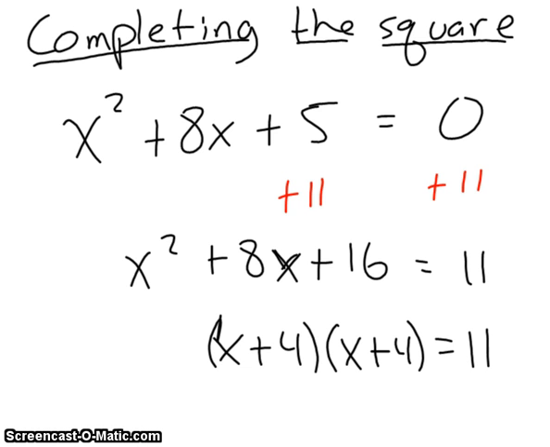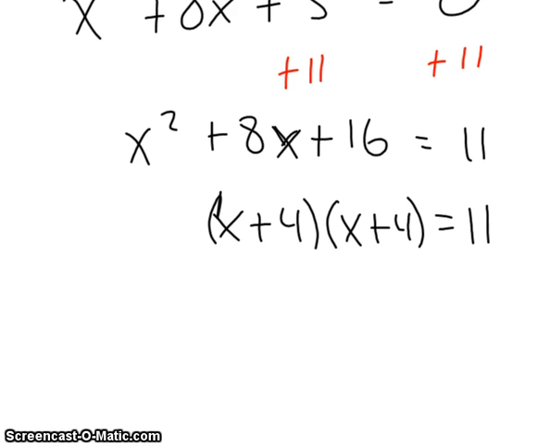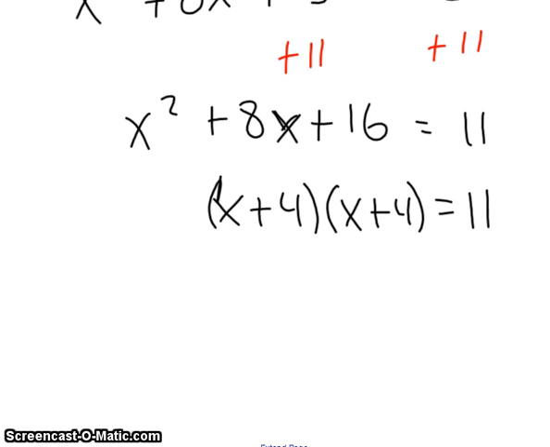Now, you may realize, Mr. Boettcher, you're having the same problem. You're trying to use factoring to solve. You're trying to use the zero product property, but your problem doesn't equal 0. Well, that's not a problem anymore because now my two factors are exactly the same.